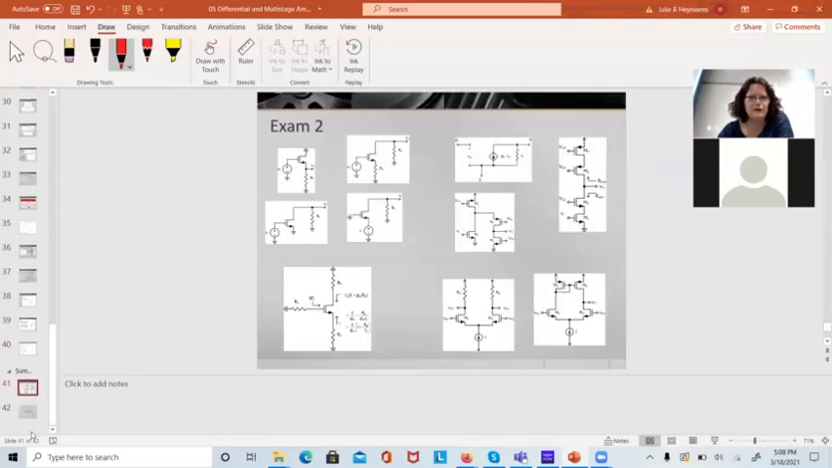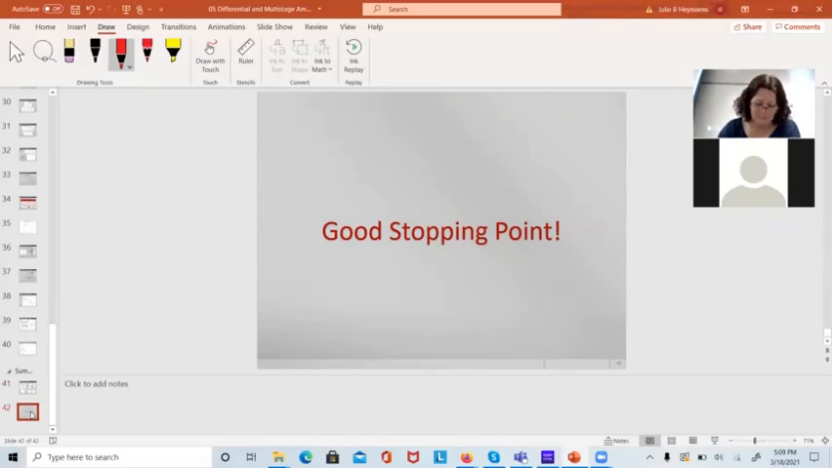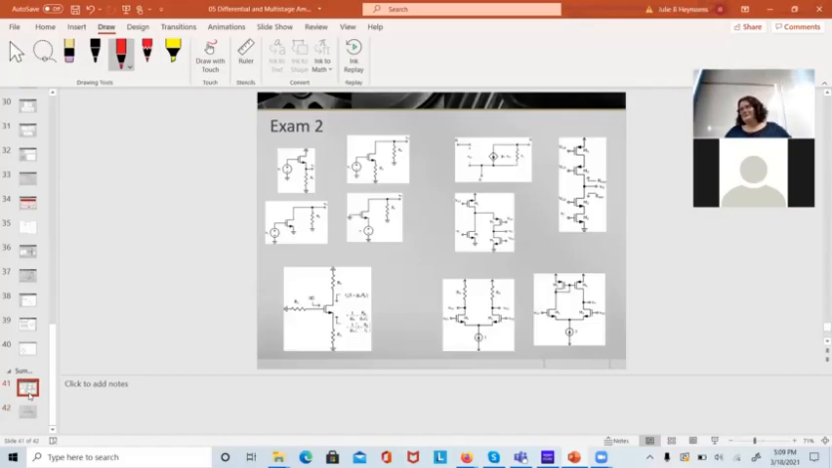This is a diff amp. These are Dr. Brower's exam problem circuits right here. I use some of her problems, so it's a good reference. And then I'm done. I also draw my own circuits sometimes too, but sometimes I make you draw the circuits.